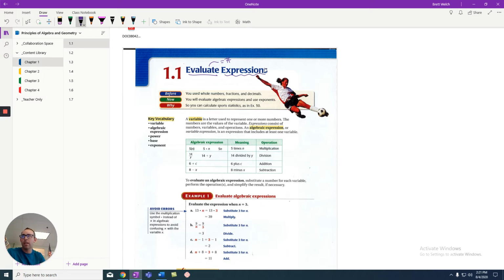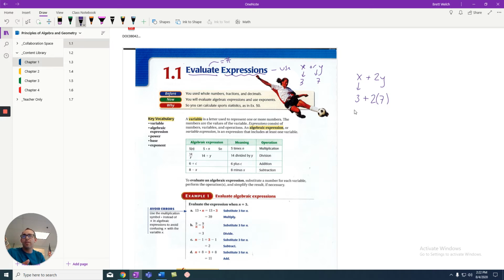Equations have an equal sign, but an expression will usually use variables, like x or y, to represent an unknown value. For us to evaluate an expression, we're going to have to figure out what x and y are. In this section, they're going to give us those. So if x is 3 and y is 7, then we can evaluate what x plus 2y is by allowing x to become 3, plus 2, and this is multiplication, so times y, which is 7. That's called a substitution that we do initially to make the evaluation possible.